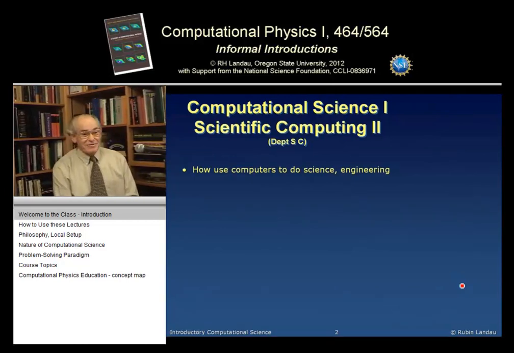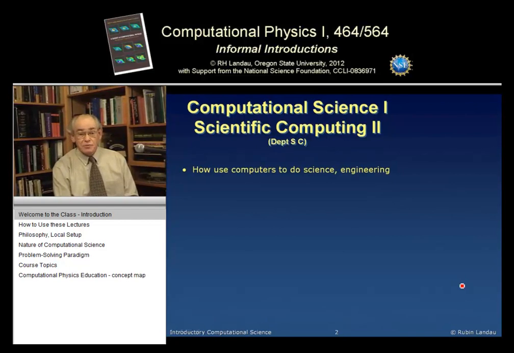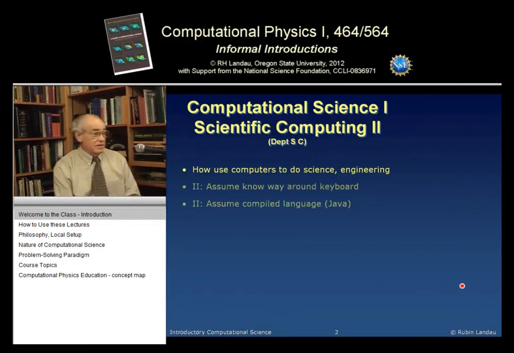But what is this class about? Well, computational science is really about how to use computers to do science or engineering, how to solve problems with computers. And that's what we try to teach.